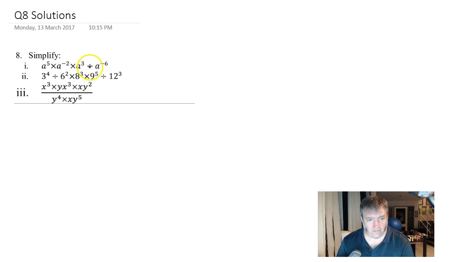Straight away here, multiplication, division, these are just straight index law questions, aren't they? So what am I going to have to do for the first one? It's going to be A, all the bases are the same. When I'm multiplying, I add the indices, so it's going to be 5 plus -2 plus 3.